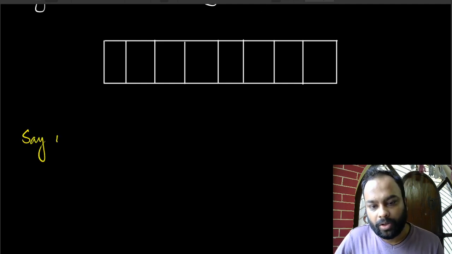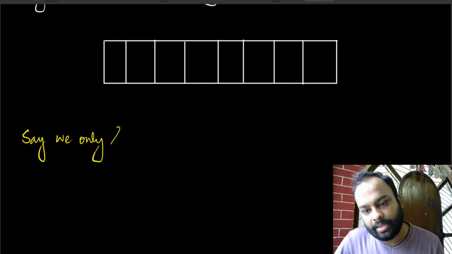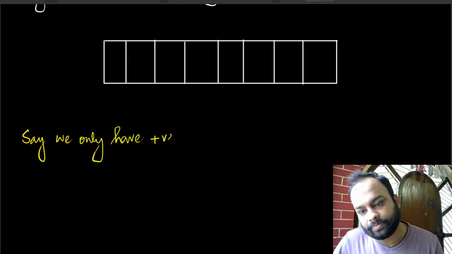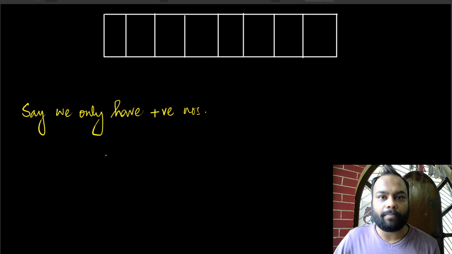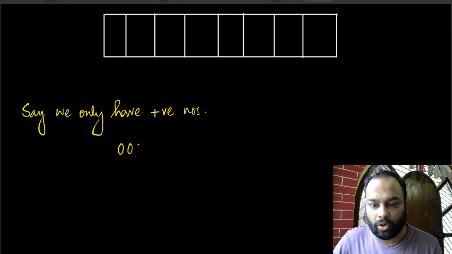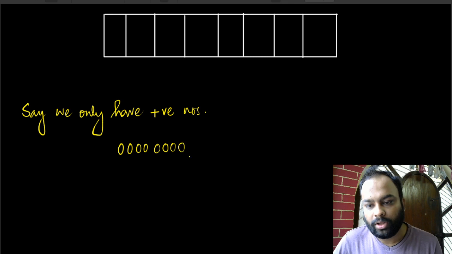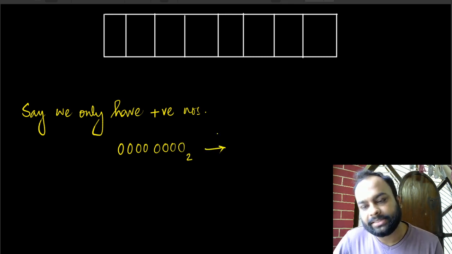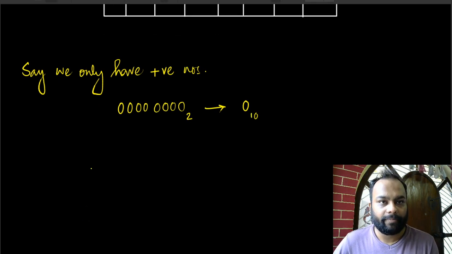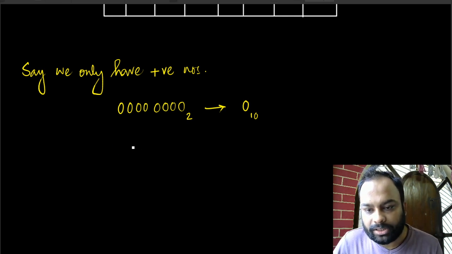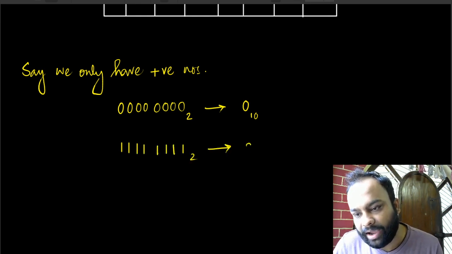Say we only have positive numbers. What is the minimum positive number? That would be 0 0 0 0 0 0 0 0 in binary, which is 0 in decimal. And what is the largest binary number that you can have in 8 bits? That's 1 1 1 1 1 1 1 1, and that's 255 in decimal.